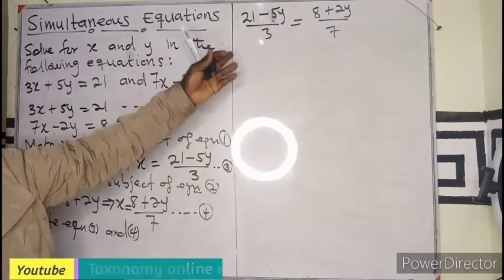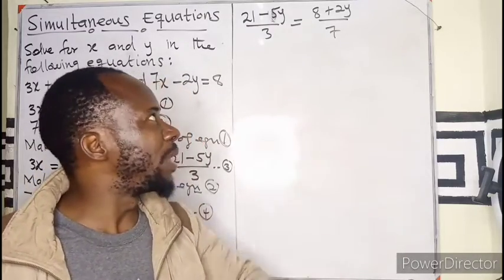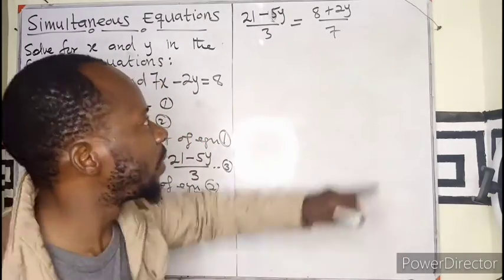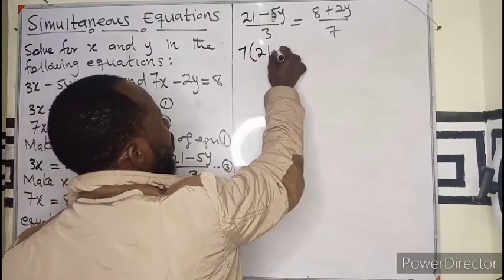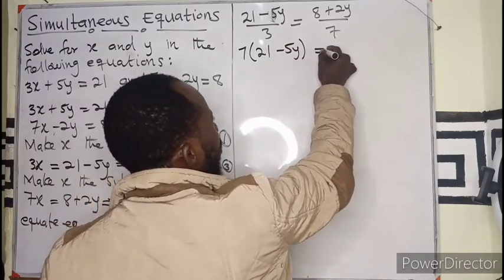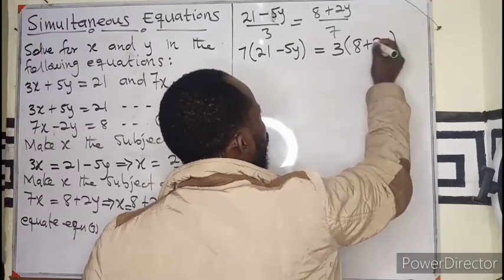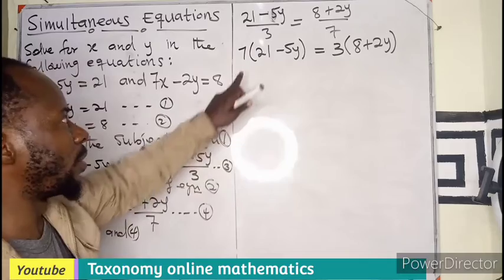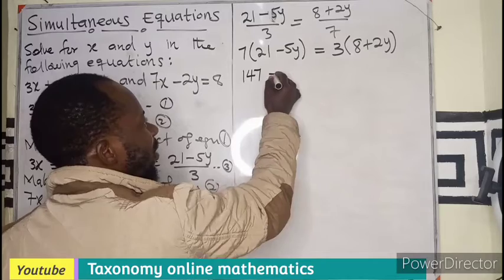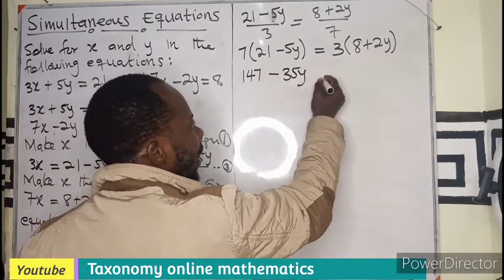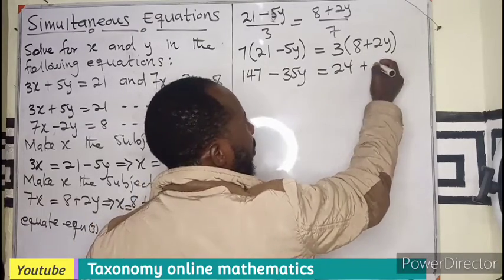So this becomes an algebraic expression involving fractions, whereby we can either cross multiply or multiply through by the LCM. I will prefer to cross multiply. So this 7 will be multiplying this: 7 times (21 minus 5y) equals this 3 multiplying (8 plus 2y). Per multiplication, this will give us 7 times 21, which is 147, minus 35y. This will give us 24 plus 6y.